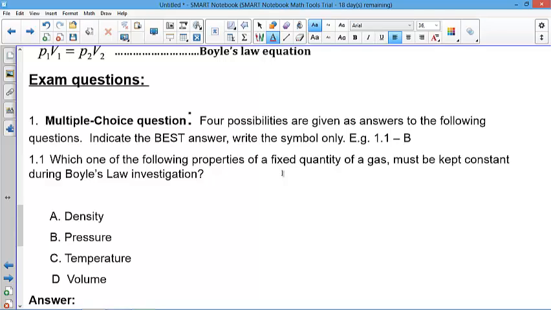Let us now look into exam type questions. Let me start with number 1. As you can see here, this one is a multiple choice question. 4 possibilities are given as answers to the following questions. Indicate the best answer. Write only the number and the letter that corresponds to the correct answer. 1.1. Which one of the following properties of a fixed quantity of a gas must be kept constant during Boyle's law investigation? Is it A, the density, B, the pressure, C, the temperature, or D, the volume?